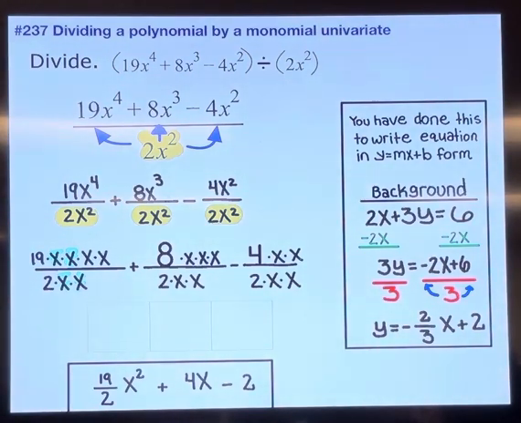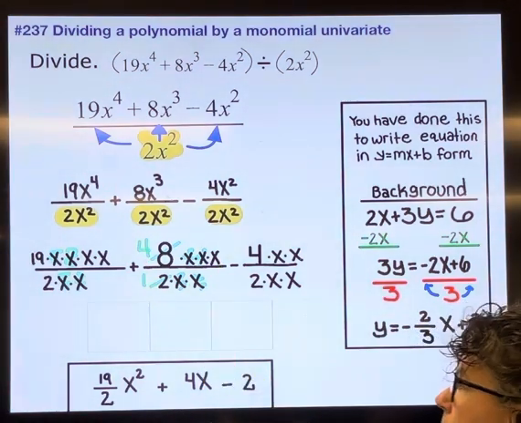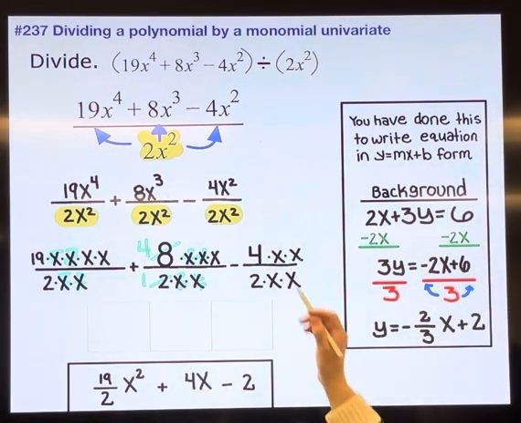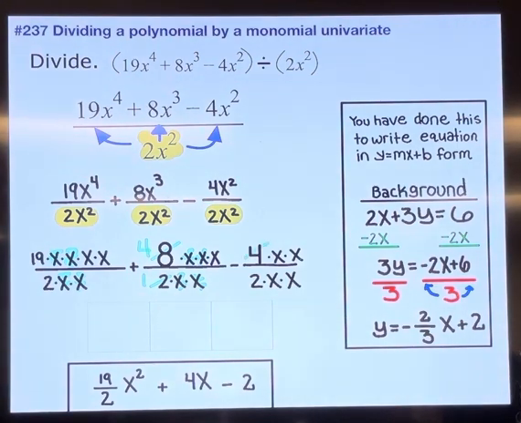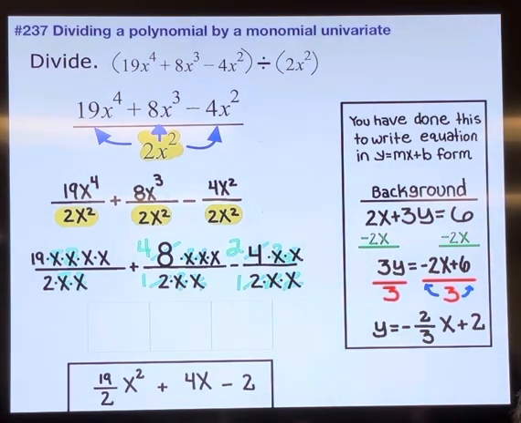Right here, I can cancel this 8 and the 2. 2 fits into 8 4 times, and 2 fits into 2 once. These x's cancel out. So all I have left is 4x over 1, which is just 4x. And then here, 2 fits into 4 twice, 2 fits into 2 once, and all of the x's cancel. So I'm left with minus 2 over 1, which is just minus 2.